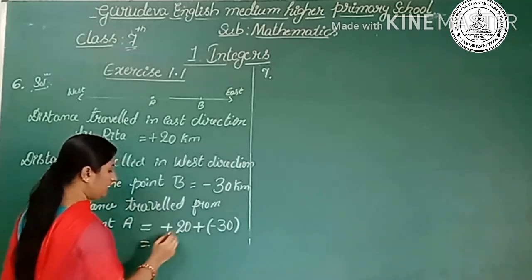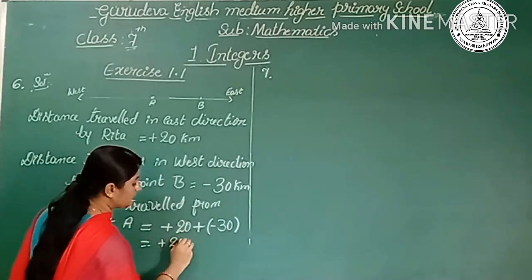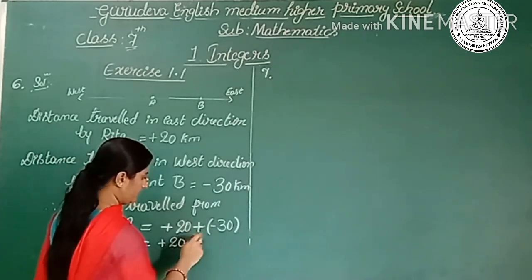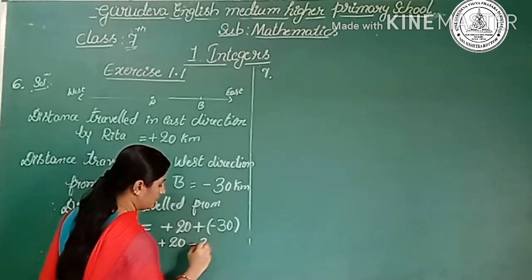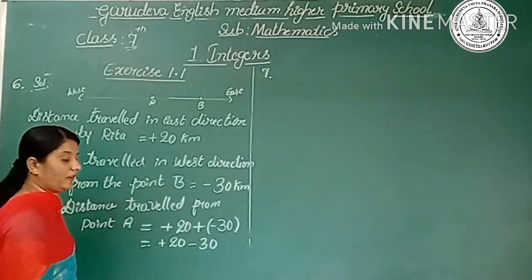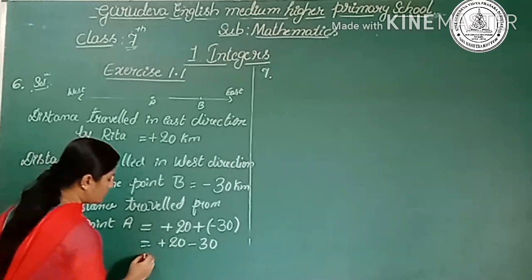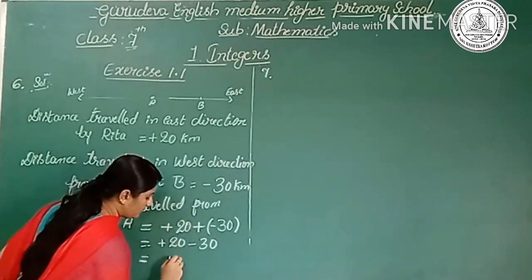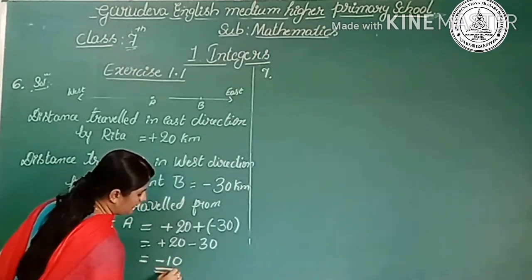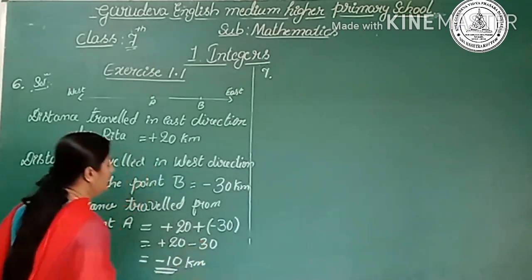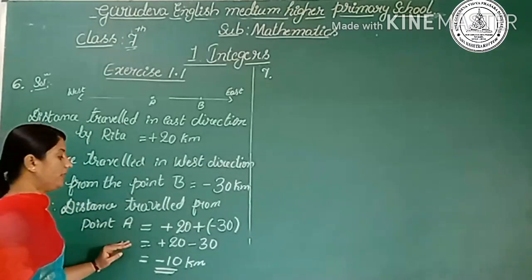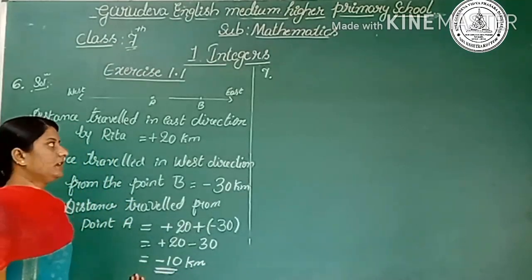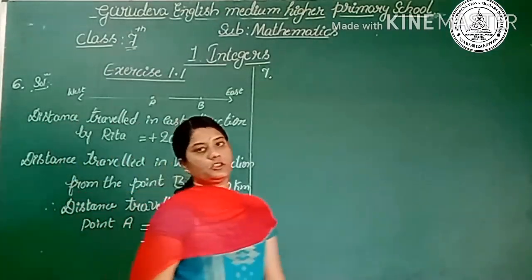Which is equal to, here there is plus 20, write it as it is. If we take the additive inverse, that is plus minus 30. So 20 and 30 have different signs, so we have to subtract here. 20 minus 30 is minus 10 kilometers. The total distance traveled from point A is minus 10 kilometers. Is it clear? Yes.